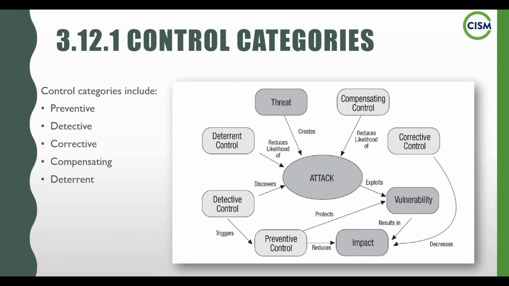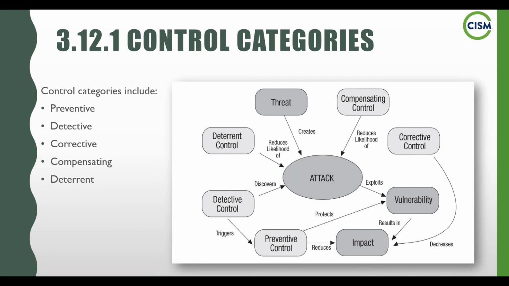Control categories. These are some of the common control categories: preventive, detective, corrective, compensating, and deterrent. What are preventive controls? You might have heard about preventive controls. Controls that can prevent any kind of vulnerability from materializing are called preventive controls, right? So let's take an example of IPS, intrusion prevention system, right? That is a preventive control.